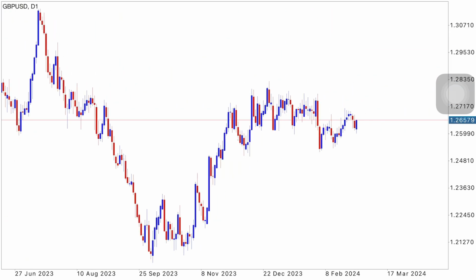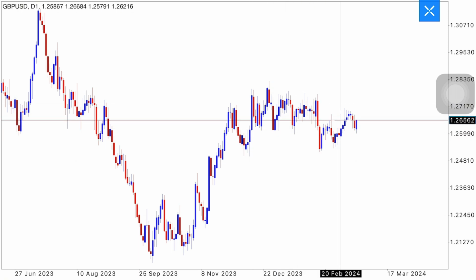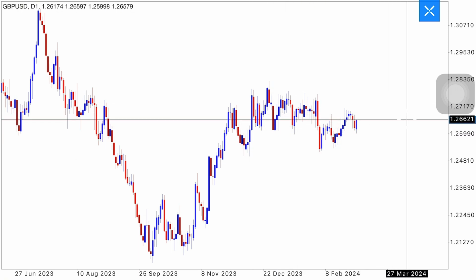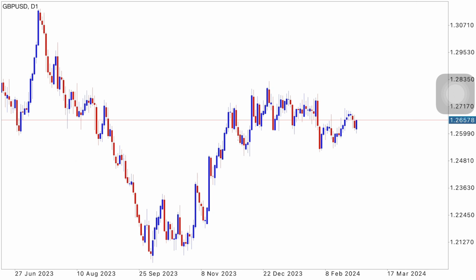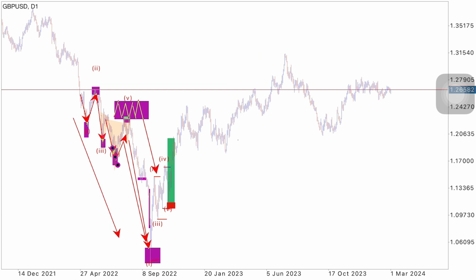Also, I'll post a video regarding this here and regarding the current structure, which will take place, I don't know when, but it will take place, and I'll also show you how to take the trade, and we are going to take that trade together and see how the market plays out.